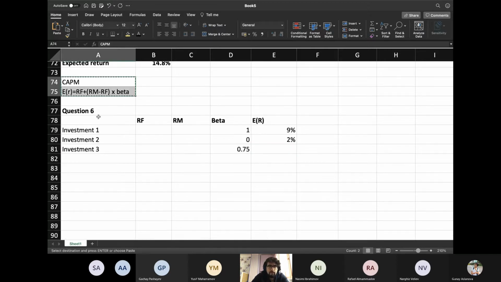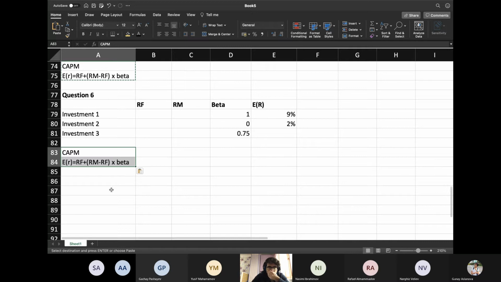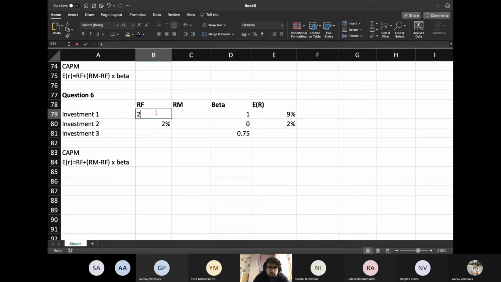From the CAPM formula, we see that if beta is 0, this part becomes 0, and we are left with only the risk-free rate. So our expected return becomes our risk-free rate. Therefore, put 2% here. It is the same. So if risk-free rate is 2%, it is also 2% for others, because risk-free rate is the same for all of them.